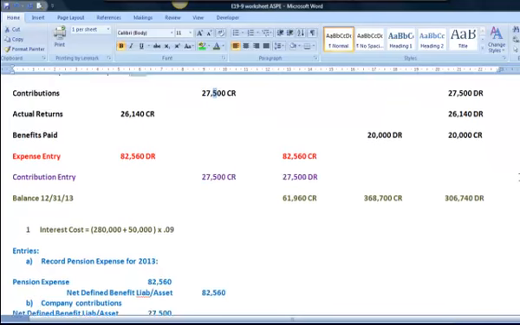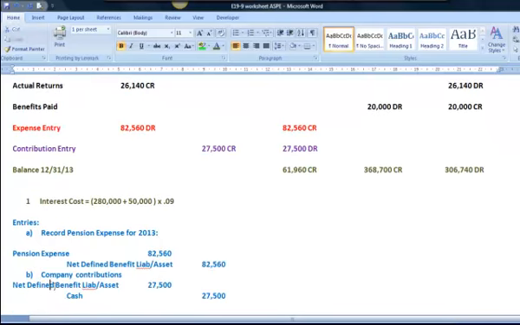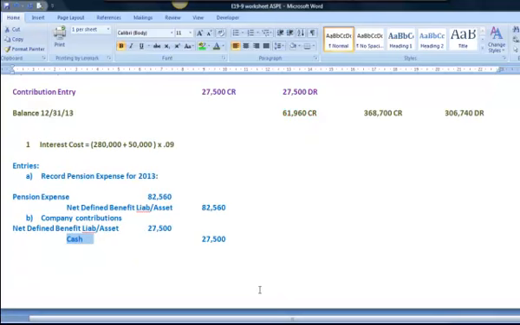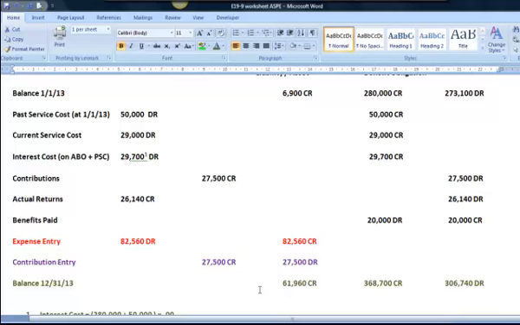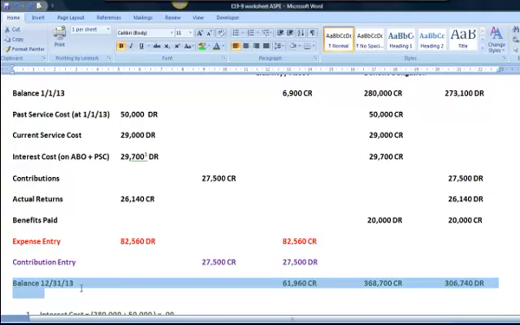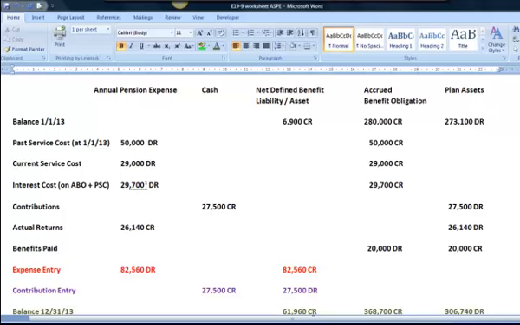So in other words, I can only make journal entries to these three accounts, because these are accounts that are on my books, right? So I record the entry. Okay, so that's all I'm doing. Now when I get to the end of the year, when I look at my ending balances, this should be the balance in my net defined benefit liability / asset account, and it should be a net liability balance.